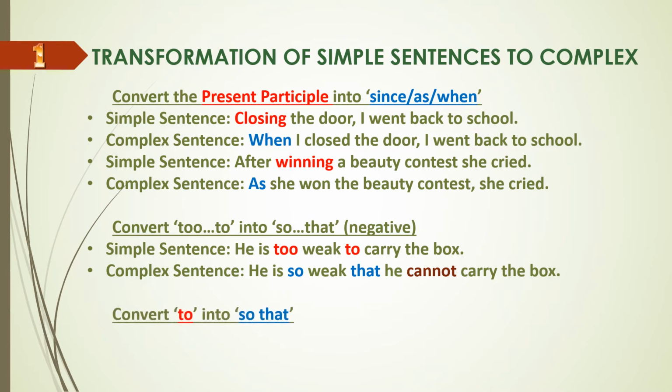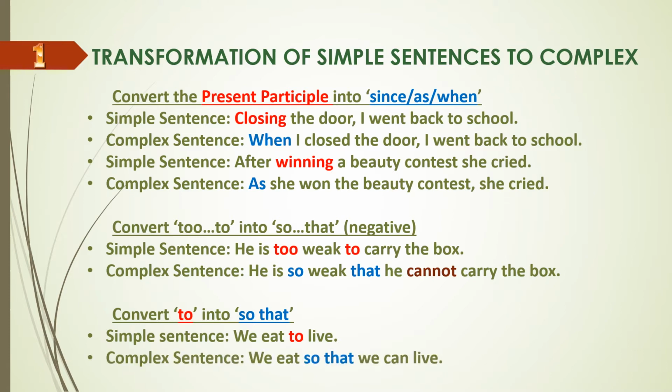We can also convert a simple sentence to complex by converting to into so that. We eat to live. So now convert it into a complex sentence so that you can have one main clause, one subordinate clause. We eat, main clause, so that we can live, subordinate clause, making the complex sentence.